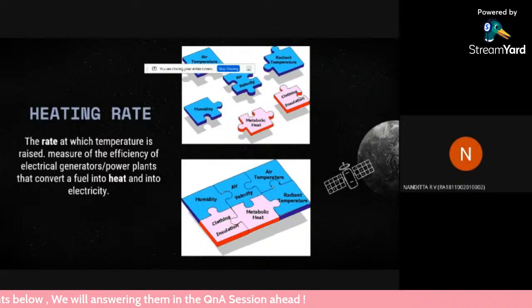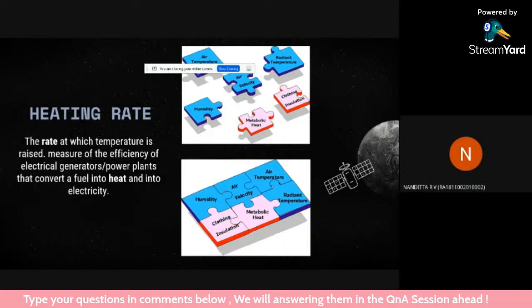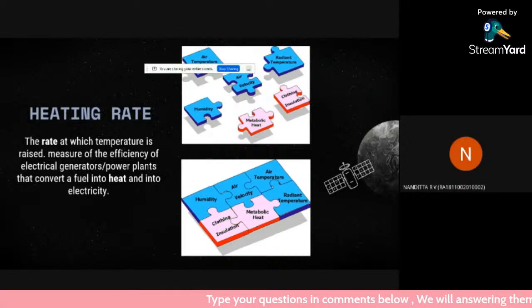Finally, radiant temperature. What is radiant temperature? It is the average temperature of a structure or a subsystem. It is usually measured at a particular temperature below which the system is exceeding the thermal radiation. So I hope I've covered everything except for air velocity. Air velocity can be present only inside the atmosphere, because when you go to space, there is no air velocity because there is no air.